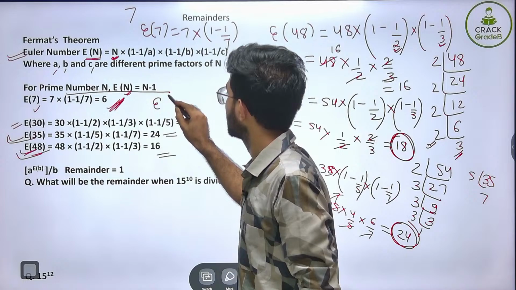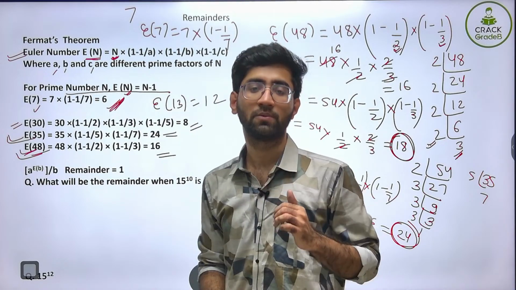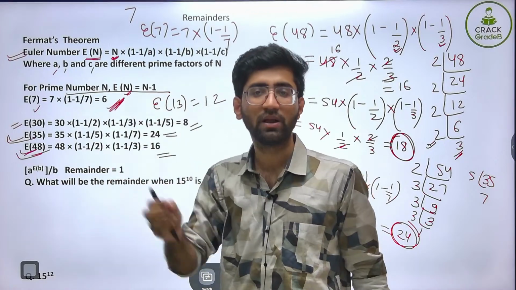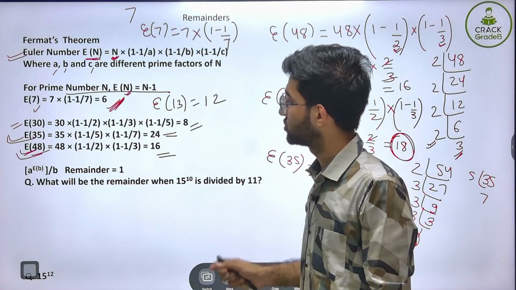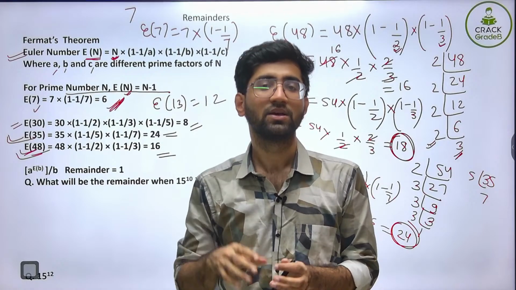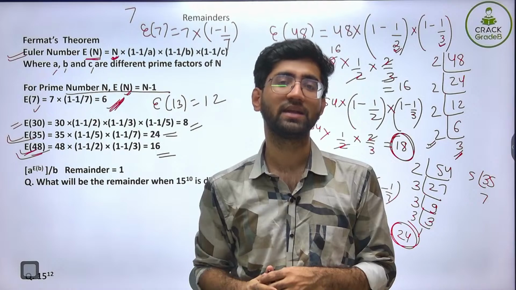If I ask you what is the Euler number of 13, it will be equal to 12. Why? Because 13 is again a prime number. And if you do 13 into 1 minus 1 by 13, you will find that the Euler number of 13 is 12. So okay, we have learnt a lot about finding the Euler number. So how to use the Euler number in Fermat's theorem in finding the remainders?